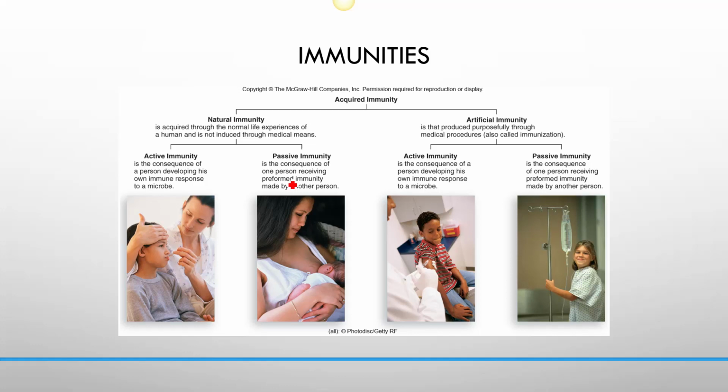Natural passive is when a mother breastfeeds her baby and the baby passively gets antibodies through the breast milk of the mother. And that antibody type, if you remember, is IgA antibody. It's natural because mammals are supposed to feed their young with breast milk. And it's passive because the baby is not actually producing its own antibodies. It's passively receiving the antibodies from its mother.